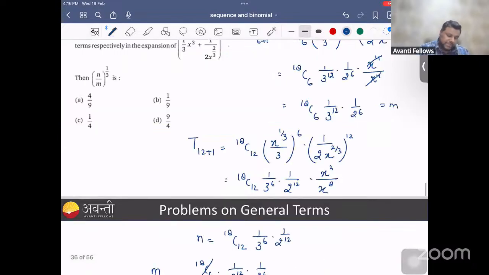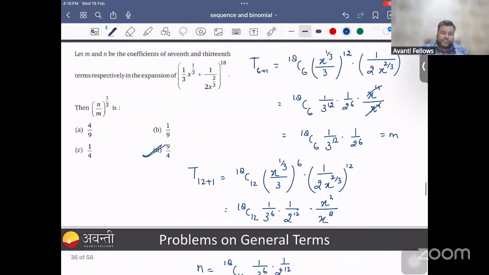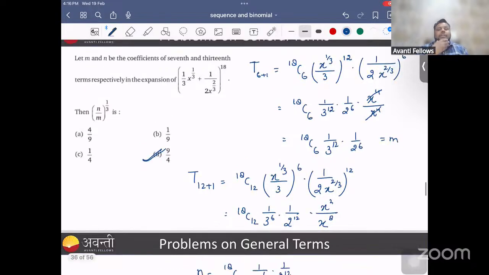This is your daily answer. Have a look at it. Very good question, very simple question, and totally based on one simple concept of the general term. Check it out quickly.